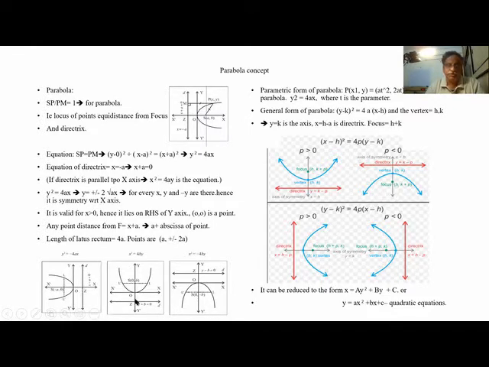If the directrix formula is y is equal to minus b, then y plus b is equal to 0. Here y is equal to plus b, that means y minus b is equal to 0. So this is the directrix equation. The directrix is very important because the perpendicular distance from the point to the directrix and the distance from the point to the focus are equal for a parabola. So we should have control of the equation of the directrix in any form.